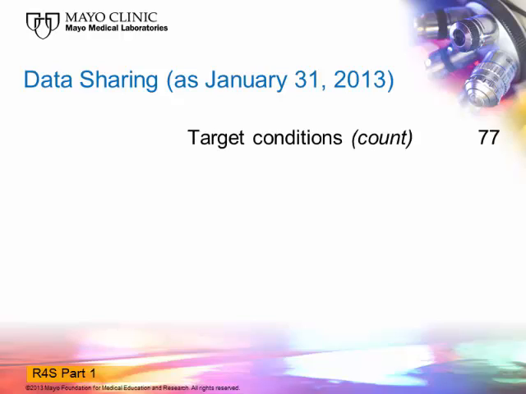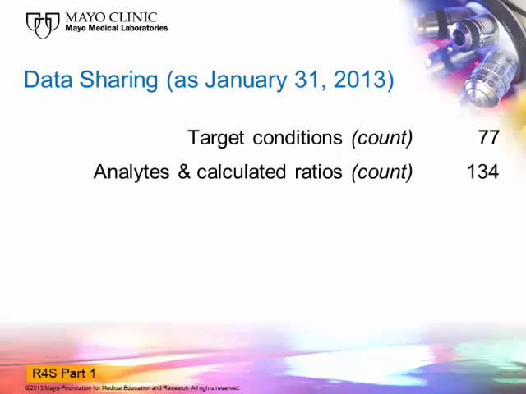77 different conditions are within the scope of a project. More are likely to be added in the future as they are linked to detectable abnormalities of amino acid and acylcarnitine profiles. These profiles can include more than 130 different analyzed and calculated ratios.